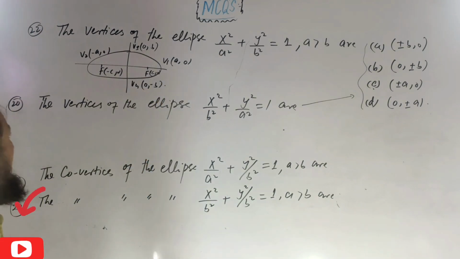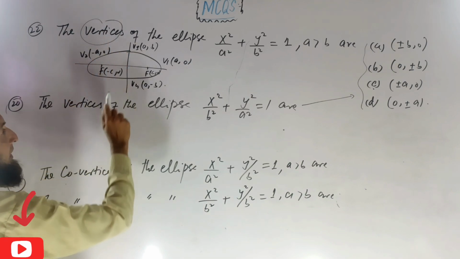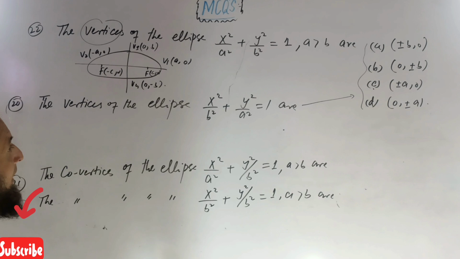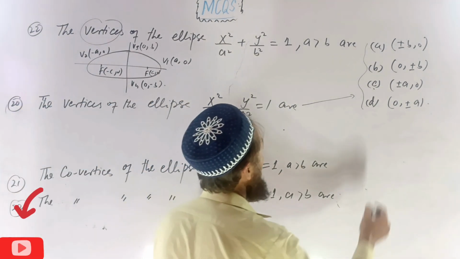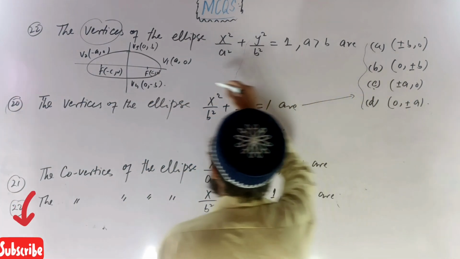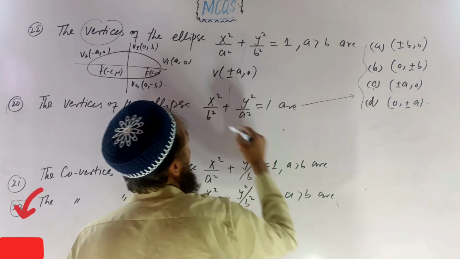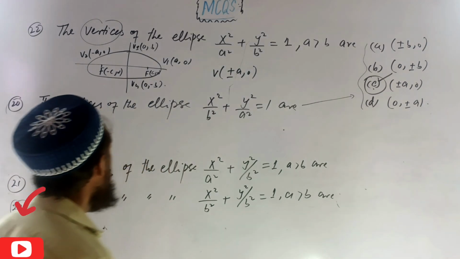So A is greater than B, vertices are required. Vertices here, if we are applying along the x-axis, so option C is the correct option. The vertices we can write as plus minus A and 0. So option C is the correct option.